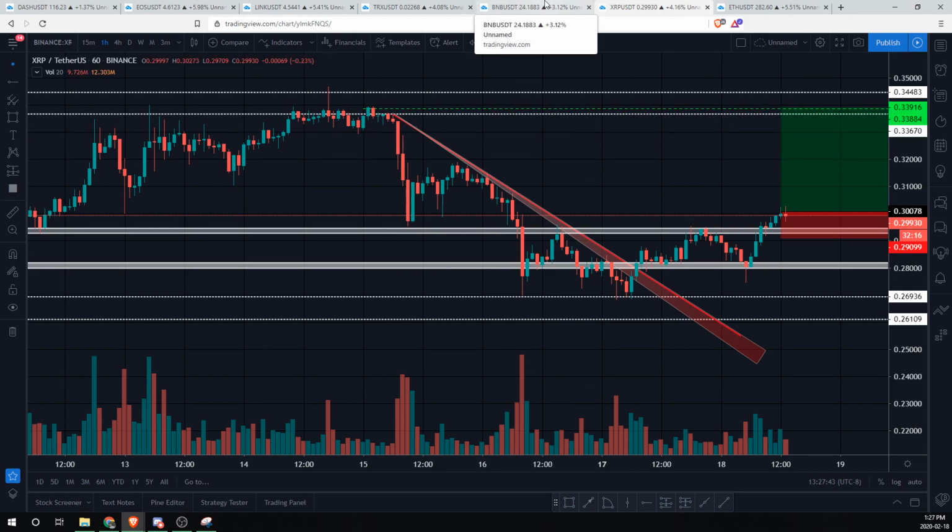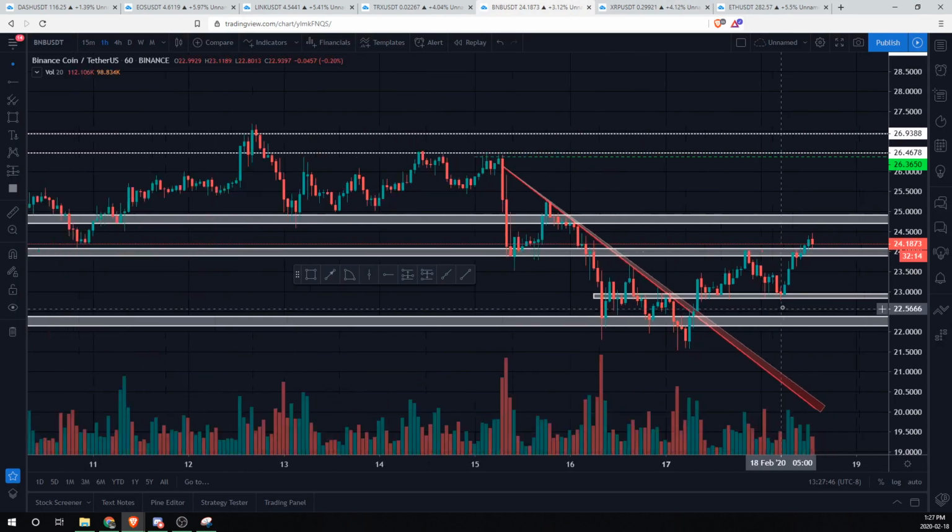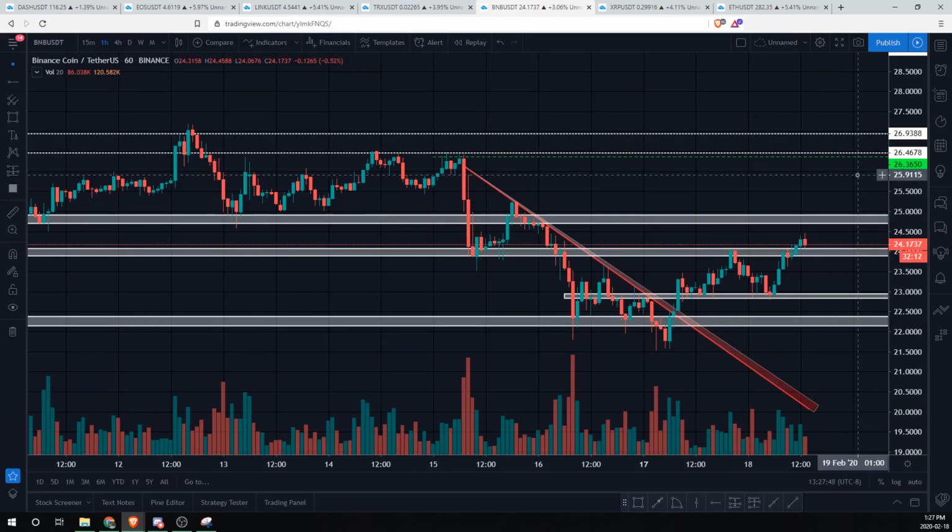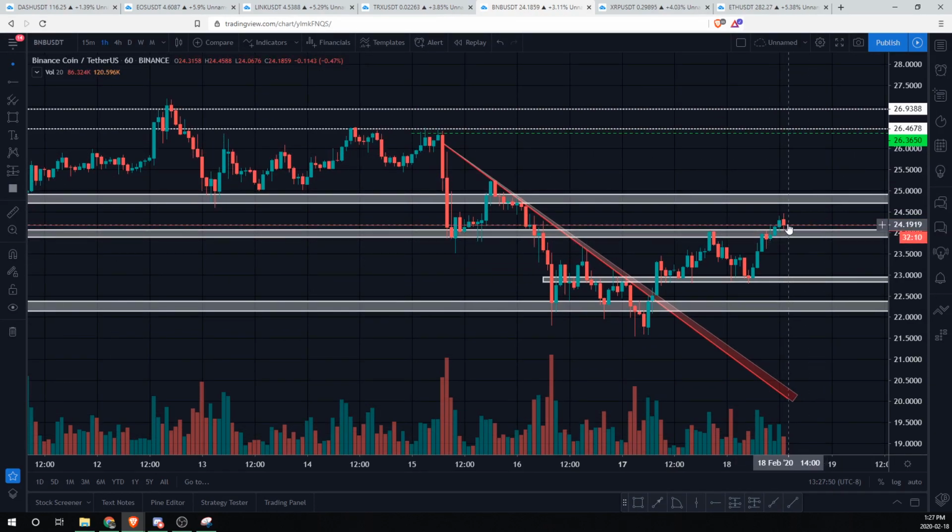So we will now go on to BNB. Very similar structure right here. It's actually probably a pretty good opportunity to enter if you're looking for it right here, because this is the pullback. We got 30 minutes left until this candle closes, so we will want to see how much volume comes in on the hour chart.